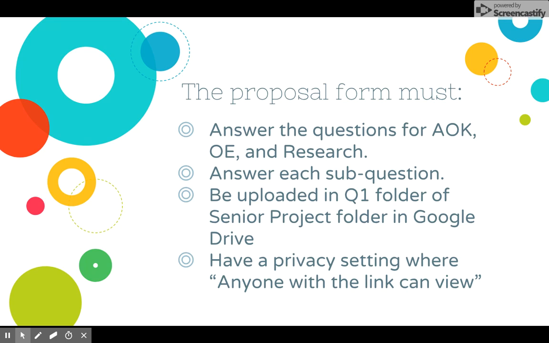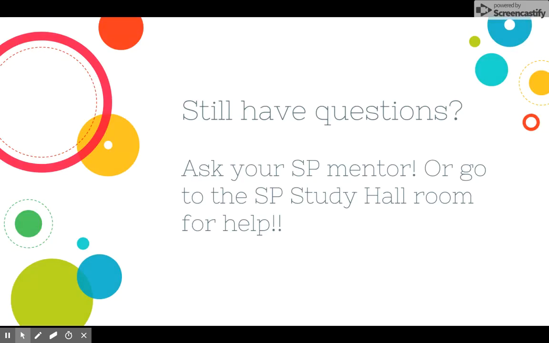All right, so that's pretty much it. Pretty simple, pretty straightforward, but you may still have questions. If you do, ask your senior project mentor. They're the best go-to person. If you need another set of eyes or something like that, you can always go to the Senior Project Study Hall room, which is on the 3rd floor, currently in room 348, but could change. Just look for the signs on the door.